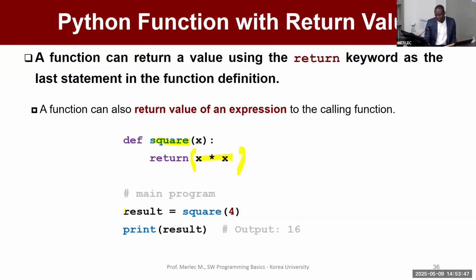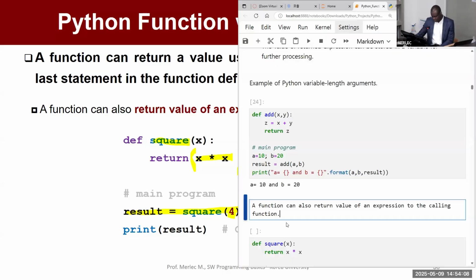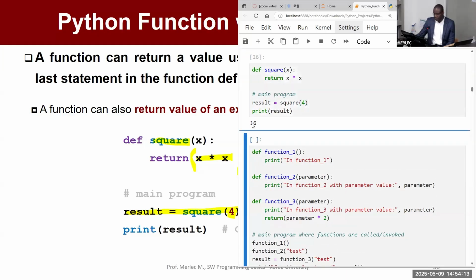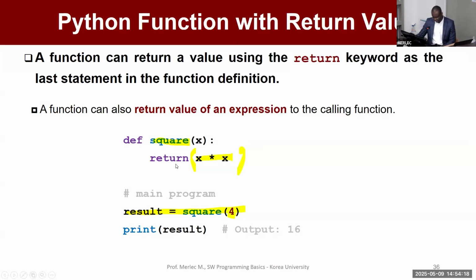And then in the main program, I use this statement to call the square function with a parameter, sending the value of 4 as an argument. And then the result will be stored in result. Then I will print it. Here, when I run, the output is 16, which is x multiplied by x.